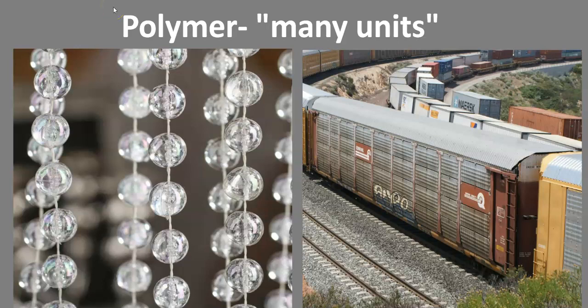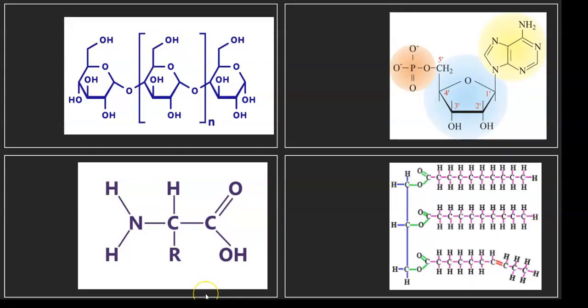Think of it like a string of pearls or cars on a train. Each individual pearl or train car is called a monomer, meaning one unit. Monomers can function on their own, but they can also link up with other identical or similar monomers to make polymers. Each macromolecule has a different type of monomer. So let's take a look at each of the 4 different types of monomers.